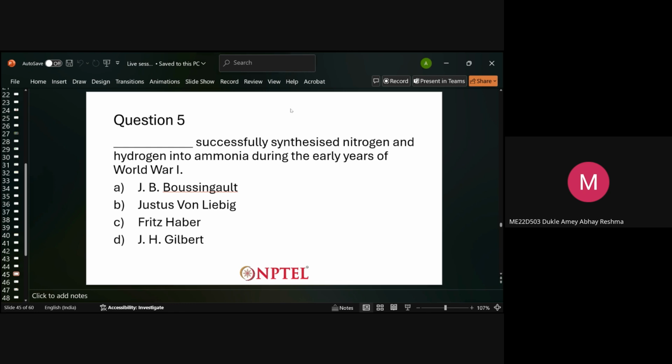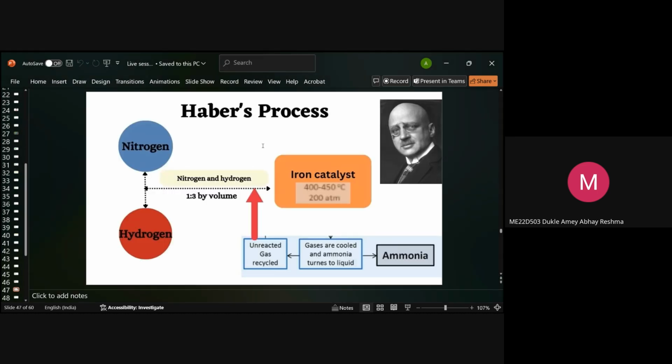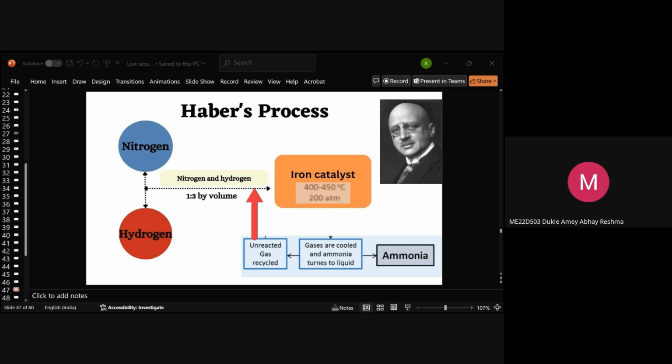So the question was, Dash successfully synthesized nitrogen and hydrogen into ammonia during the early years of World War One. Is that J.B. Boussingault, Justus von Liebig, Fritz Haber, or J.H. Gilbert? The answer here is Fritz Haber. He was awarded the Nobel Prize for the Haber process as well. So we'll move to the next question.